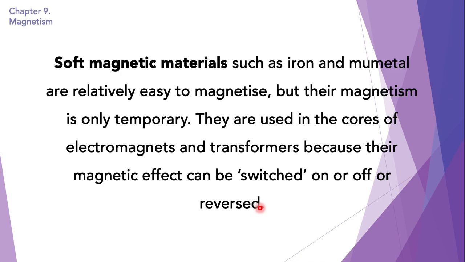Soft magnetic materials are the ones which can be easily magnetized but their magnetism is only temporary, like iron we saw in that experiment. When it was placed near the magnet, it was easily magnetized, but when it was pulled away, it came back to its normal state. So that shows that it was only a temporary magnet. Now, such soft magnetic materials are used in the core of electromagnets and transformers.